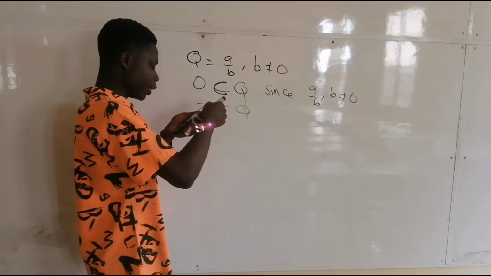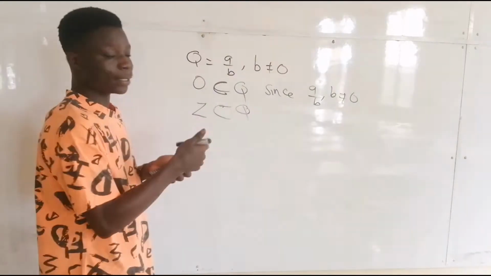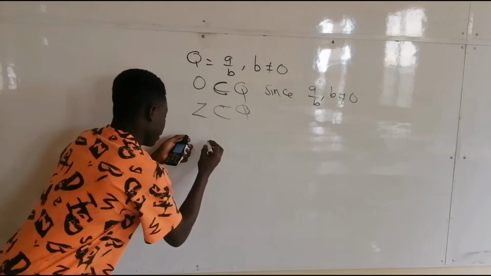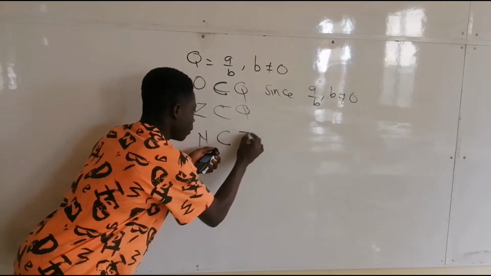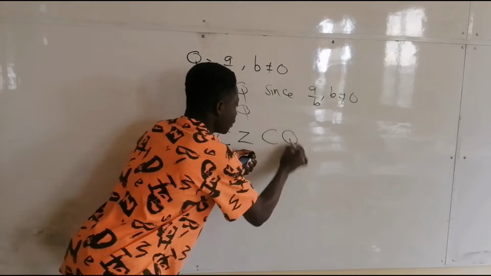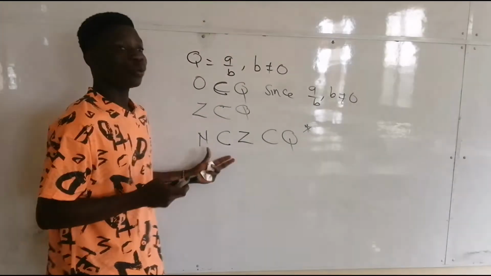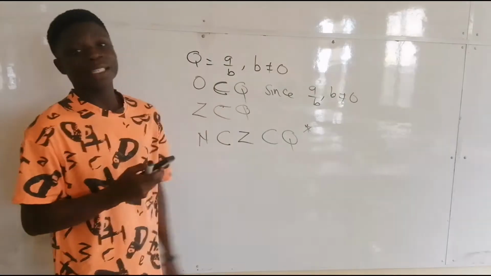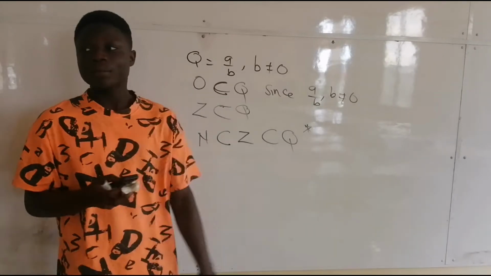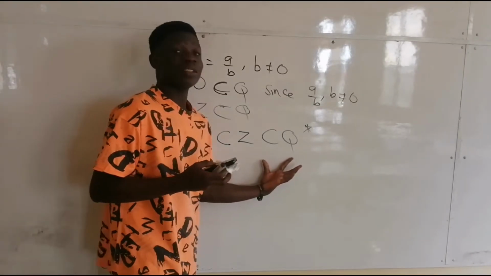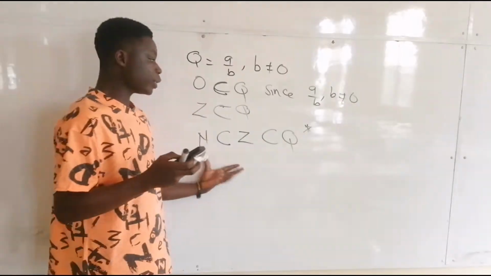And also, from this reason, it is clear that N is a subset of Z and it's a subset of Q. This is the most important thing you must know, right? This is the most important thing about what I taught. So basically, in exams, they can ask you this as an object, right? So this is the most important thing.